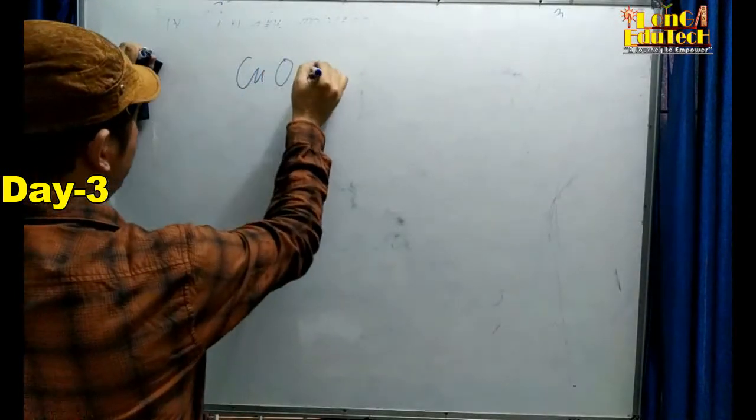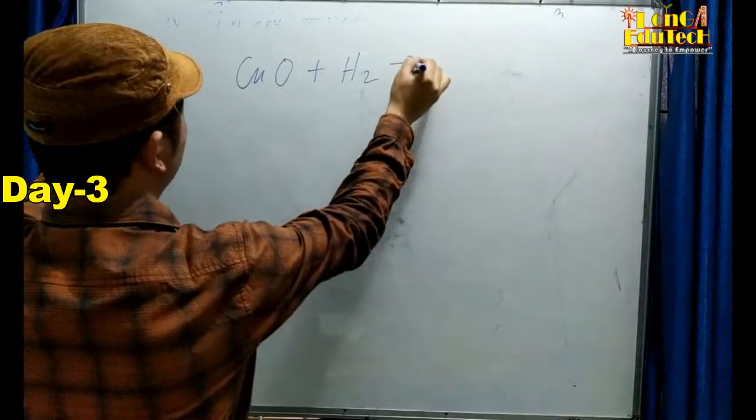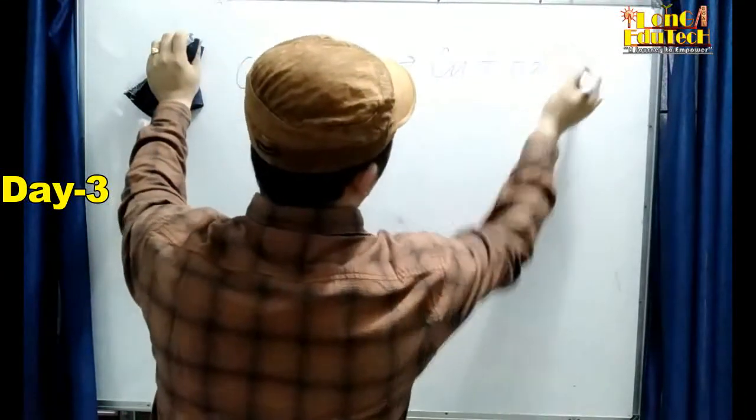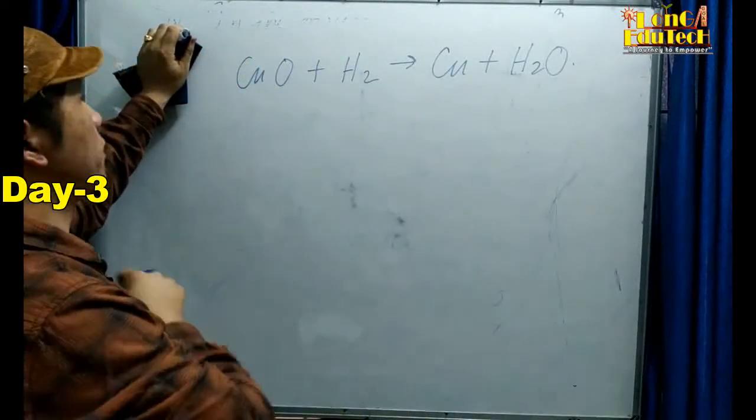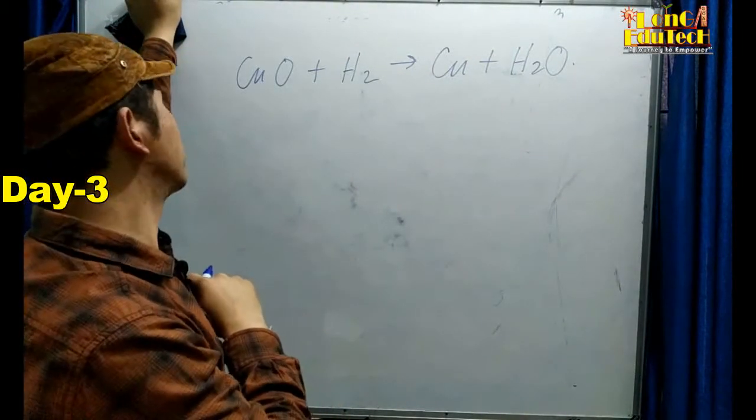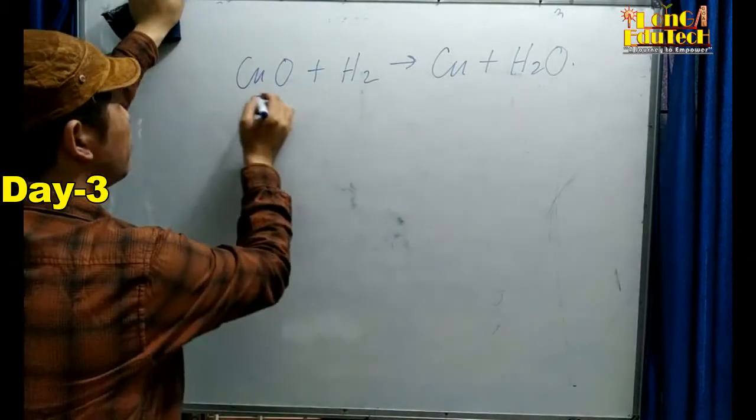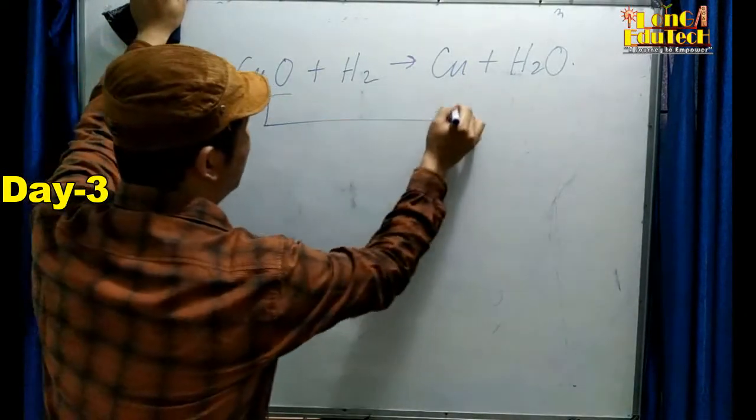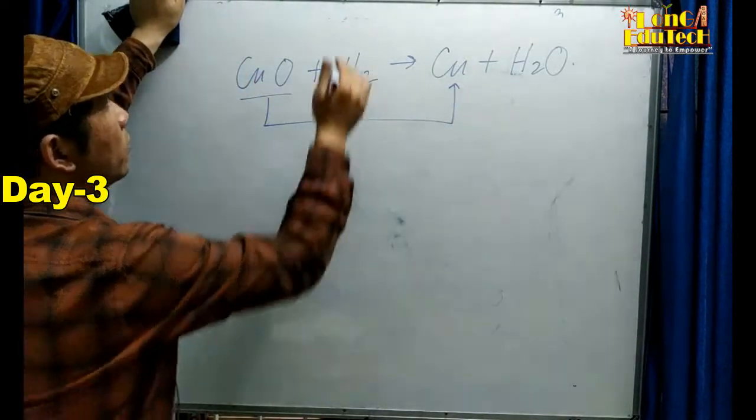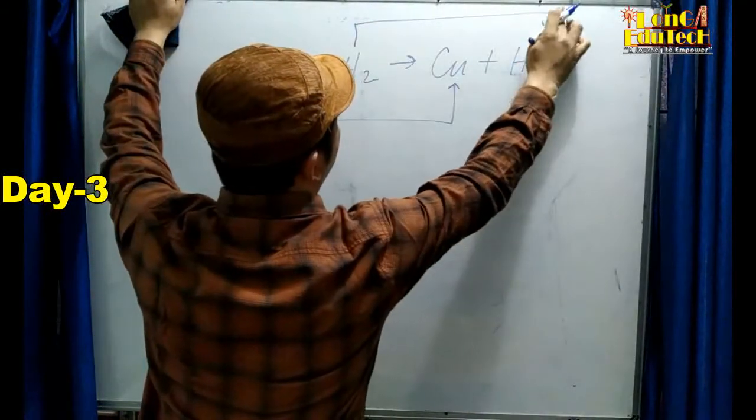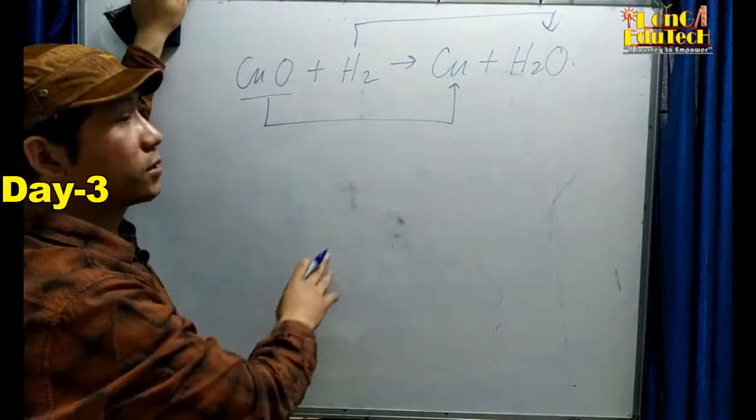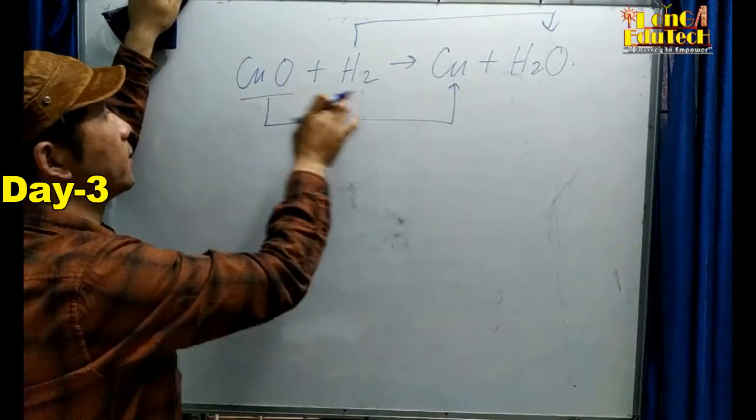Copper oxide plus hydrogen to form copper plus H2O. So this is also an example of a redox or oxidation-reduction reaction. What do you see here? Copper oxide becomes copper. Just forget about the rest, you cannot mix all the thoughts together here. Copper oxide. What do you see here?